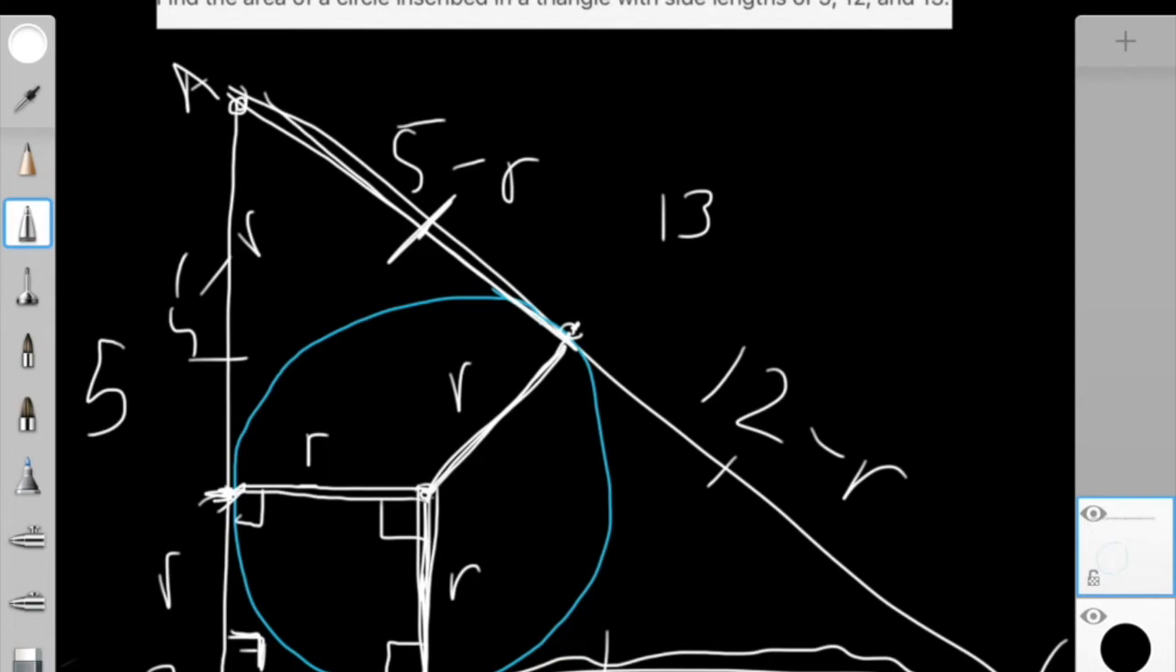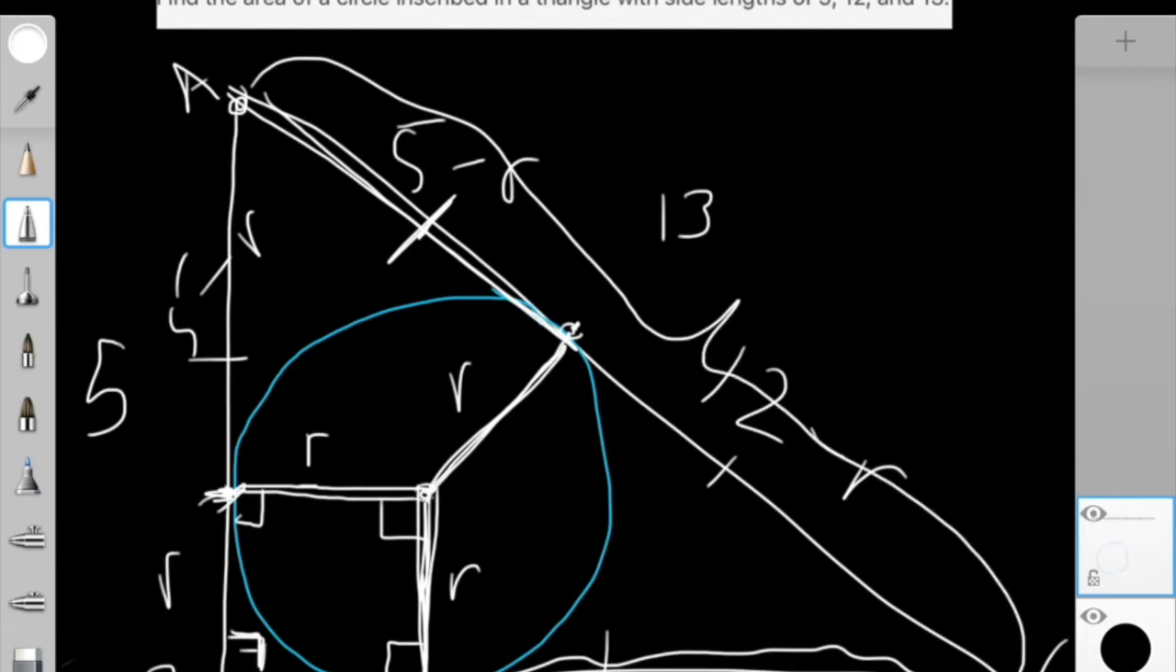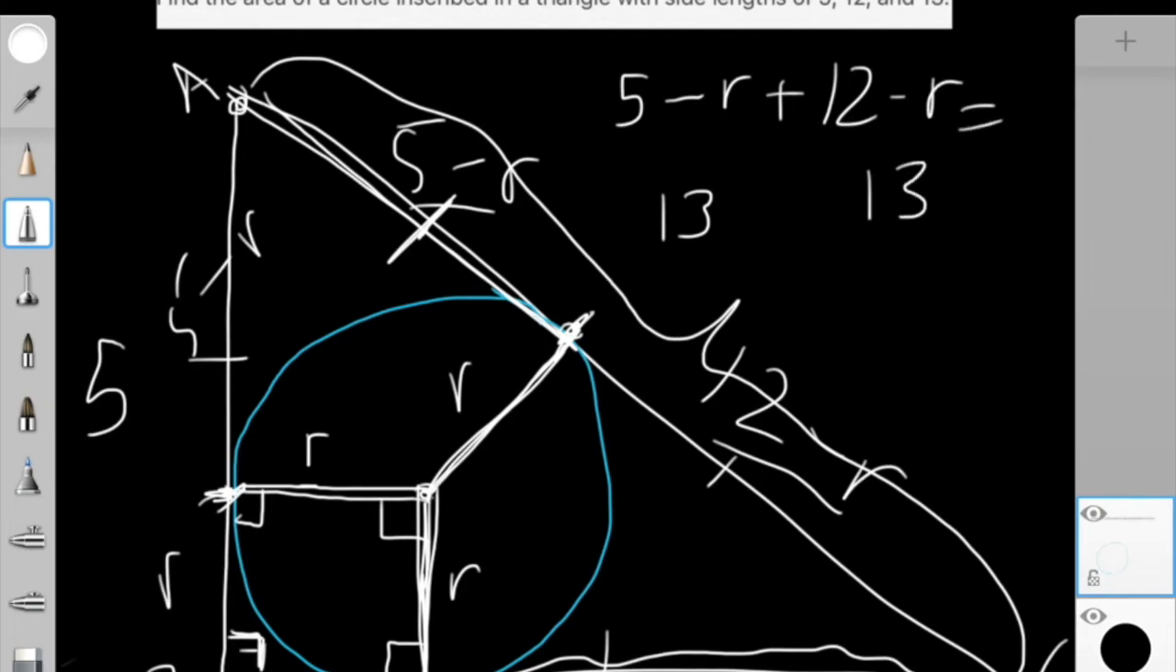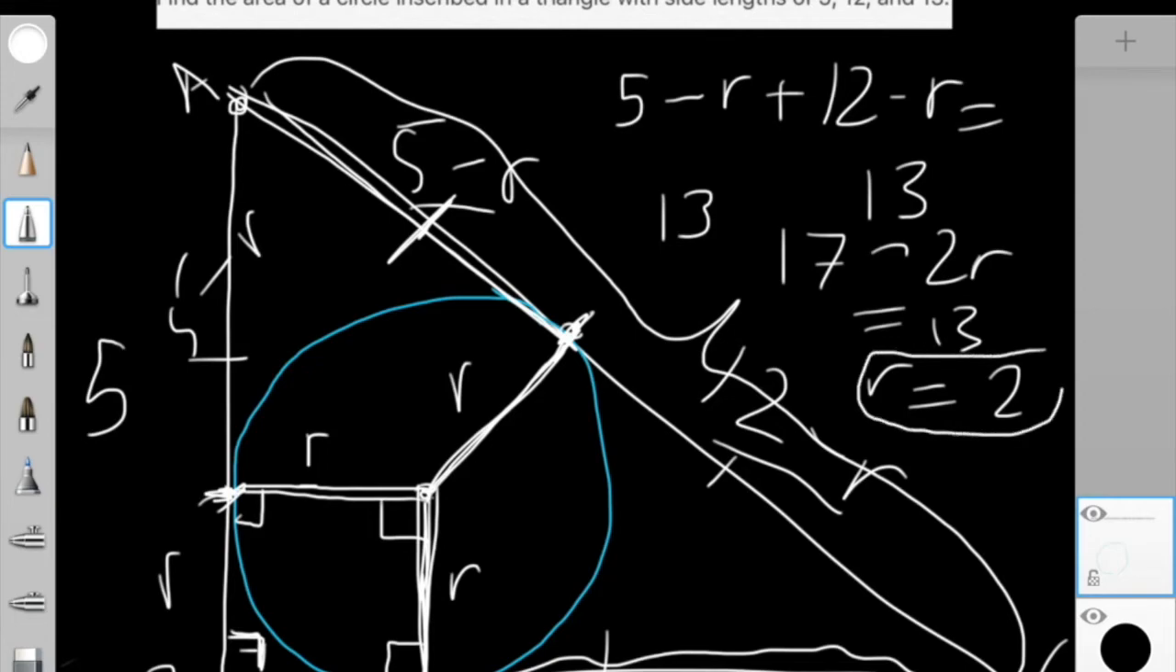And now we have what we really wanted. We really wanted this whole thing in terms of r, right? So we have 2 things combining to make 13. 5 minus r plus 12 minus r equals 13. 17 minus 2r equals 13, and r equals 2. And we're done.